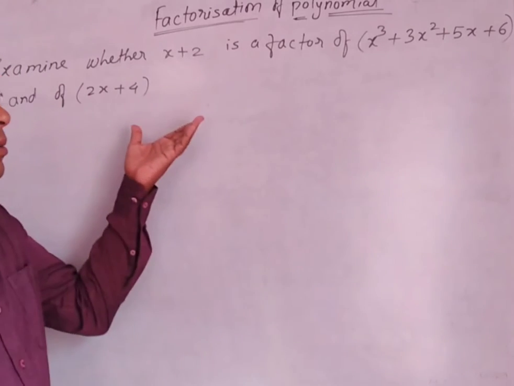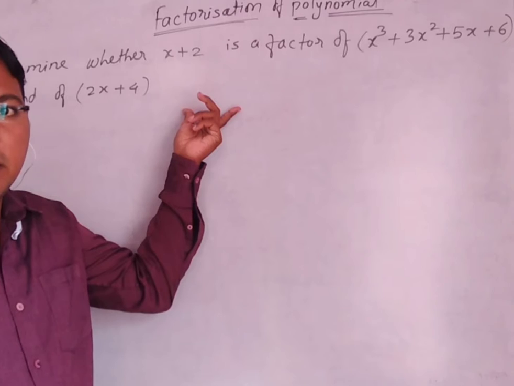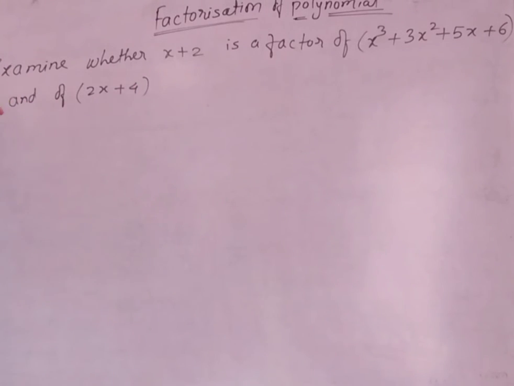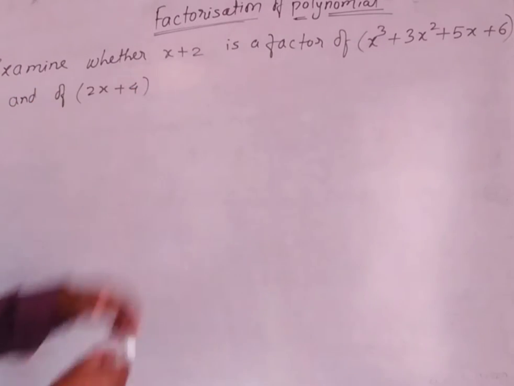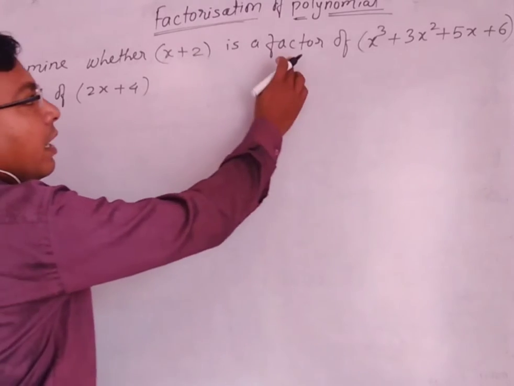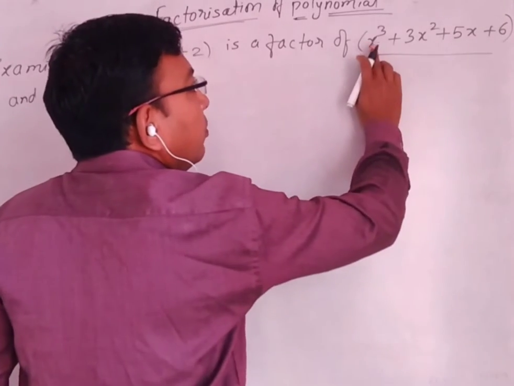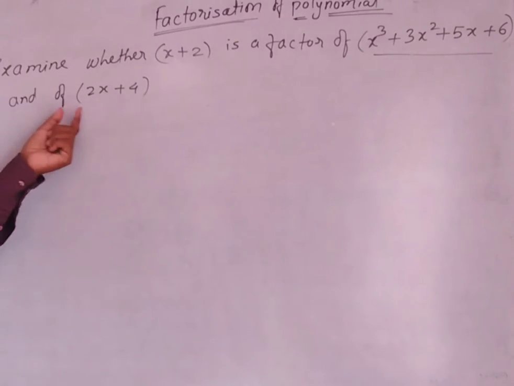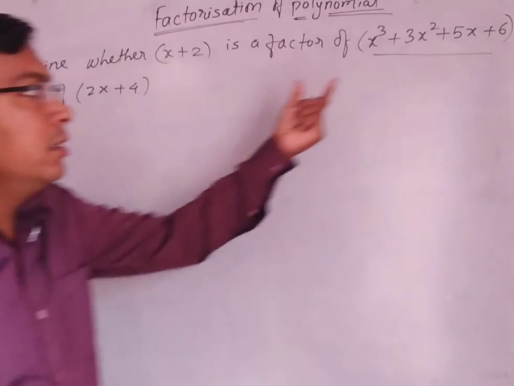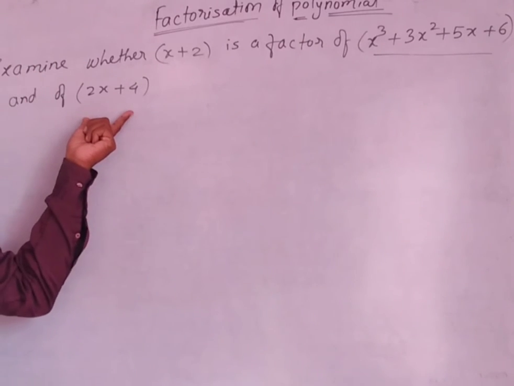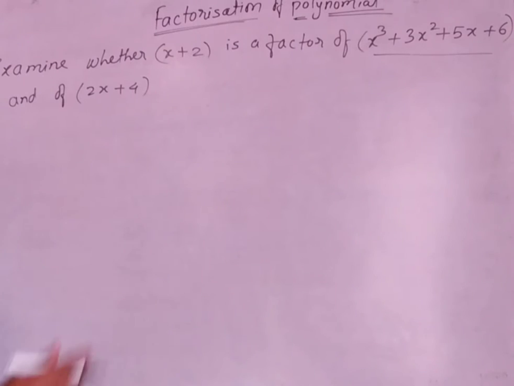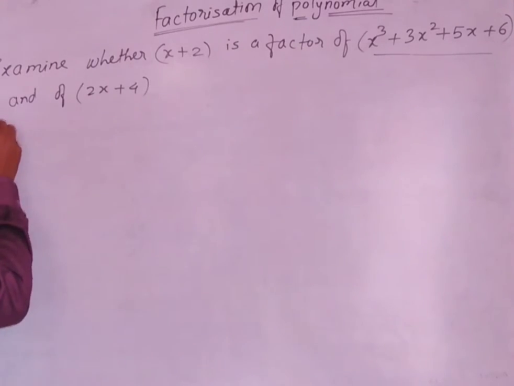Some examples by using the factor theorem. So how to solve this problem? We will see here. First problem is: examine whether x plus 2 is a factor of x cube plus 3x square plus 5x plus 6 and of 2x plus 4. Here two polynomials are given and the factor is only x plus 2. So what's the solution?